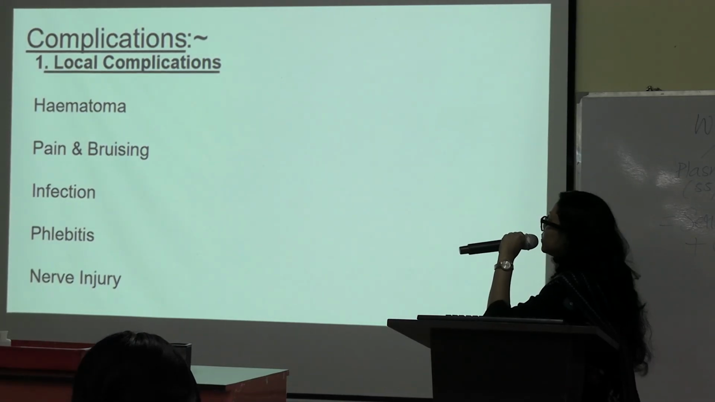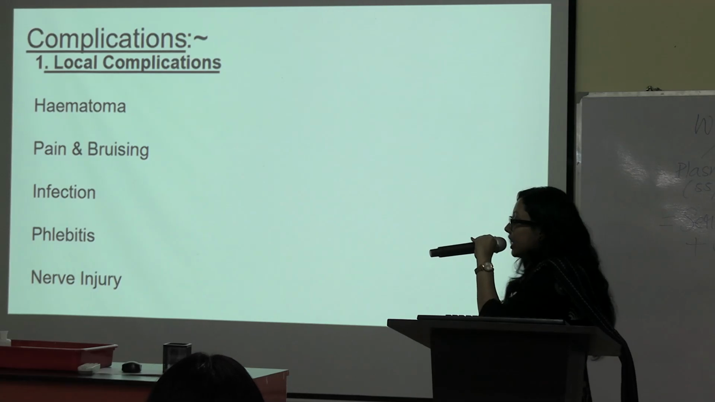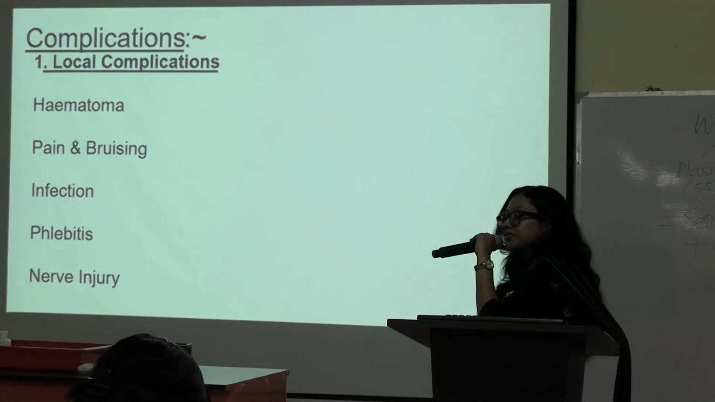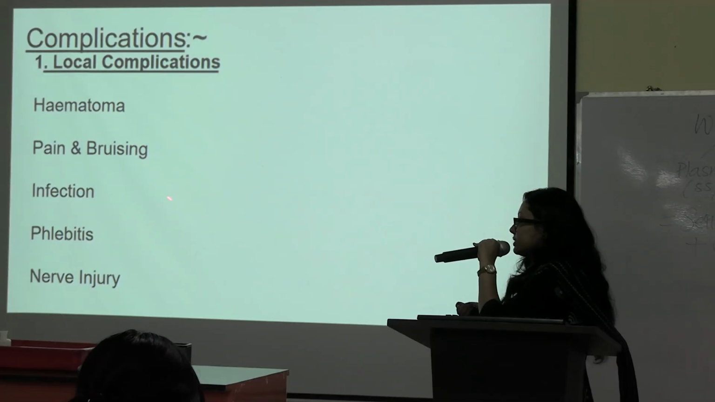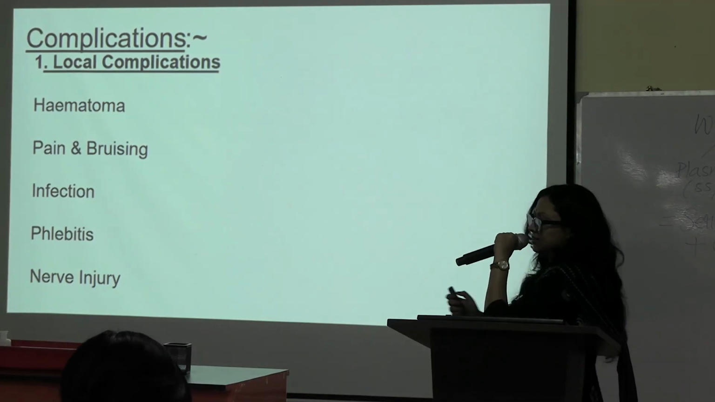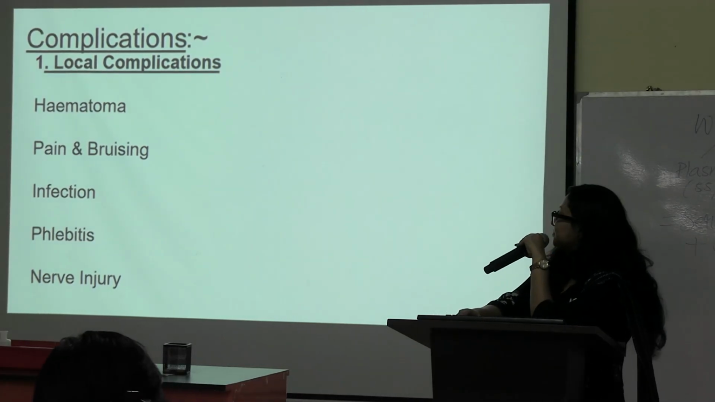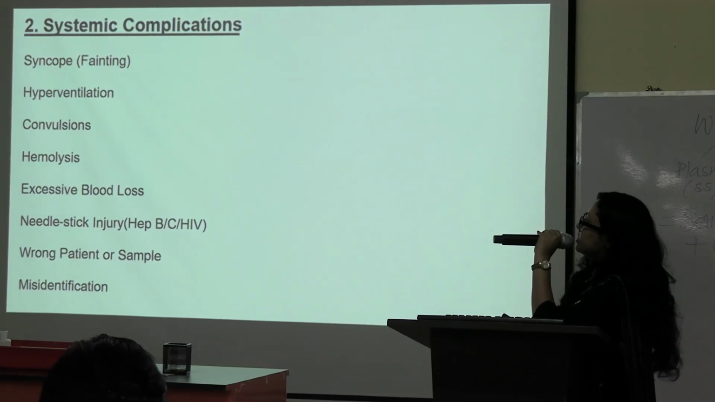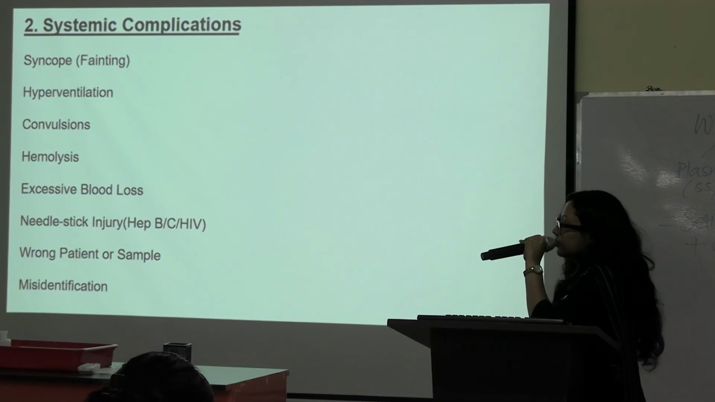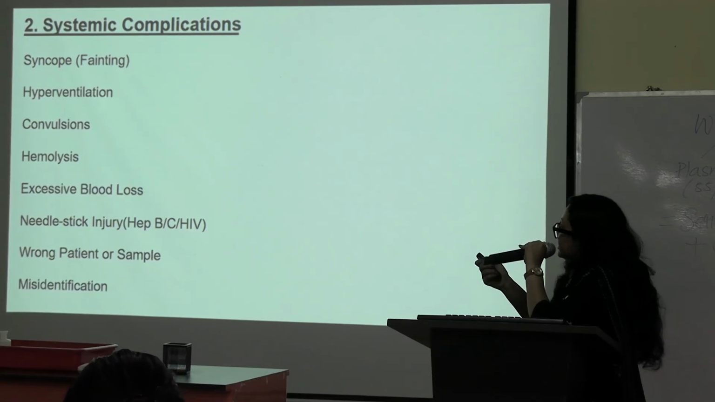Infection, phlebitis. So what is phlebitis? Phlebitis is inflammation of the vein. Remember, it is not infection. Infections and inflammations are 2 different things. So this is inflammation of the vein and then nerve injuries could be there. Then systemic complications. So syncope, which in layman's term we call fainting.